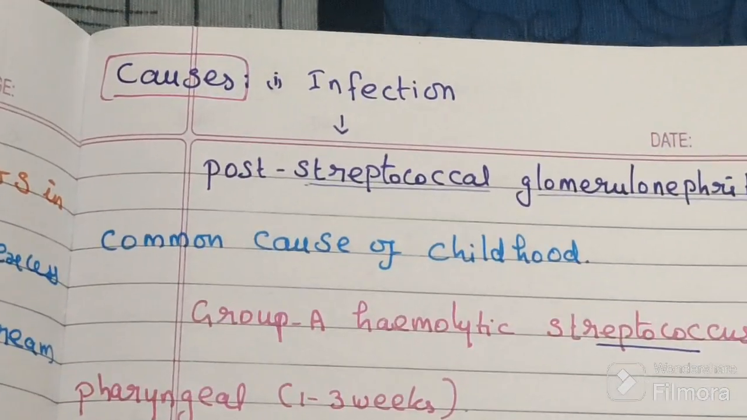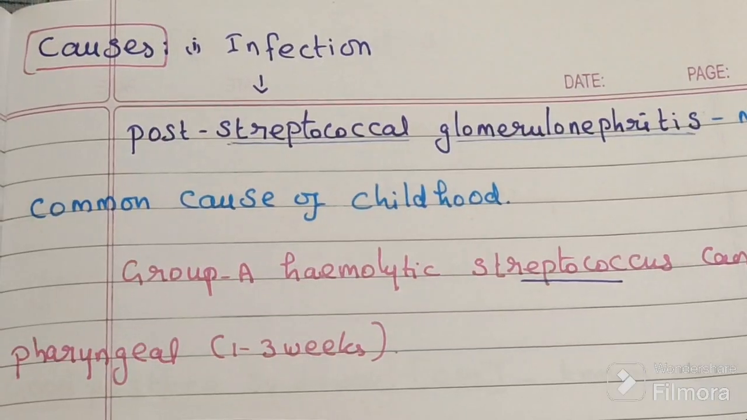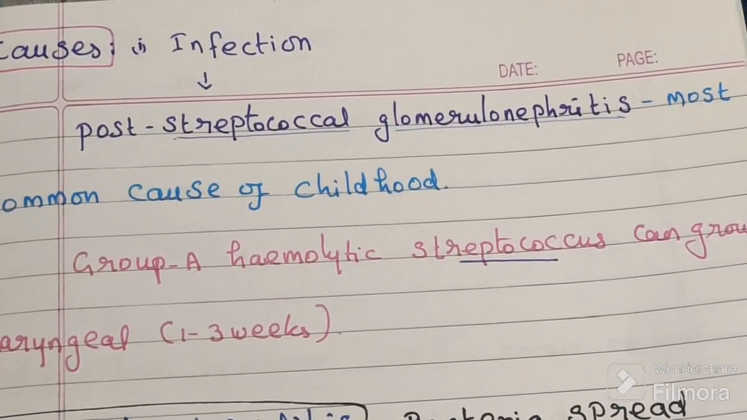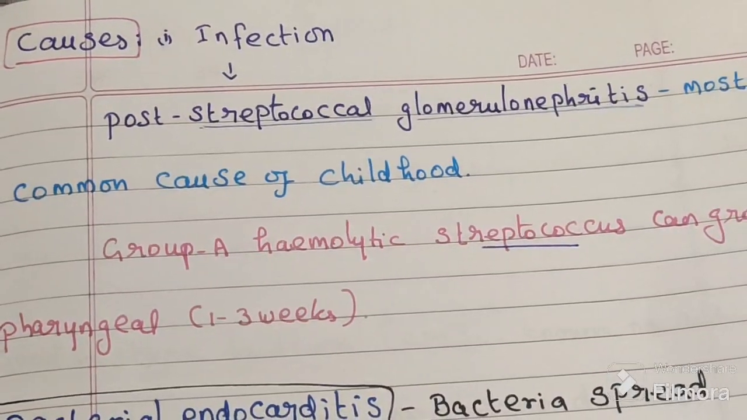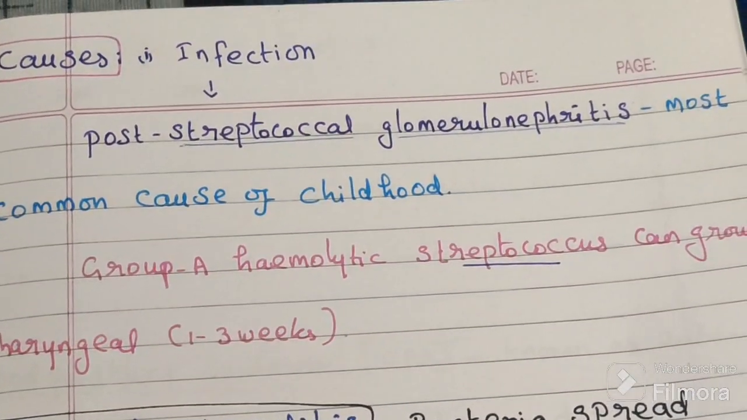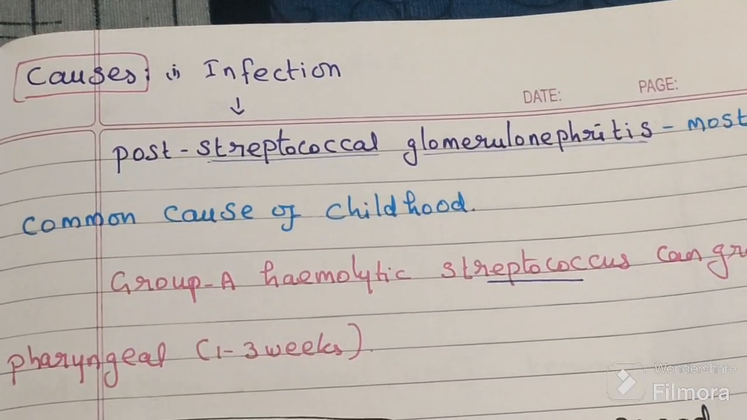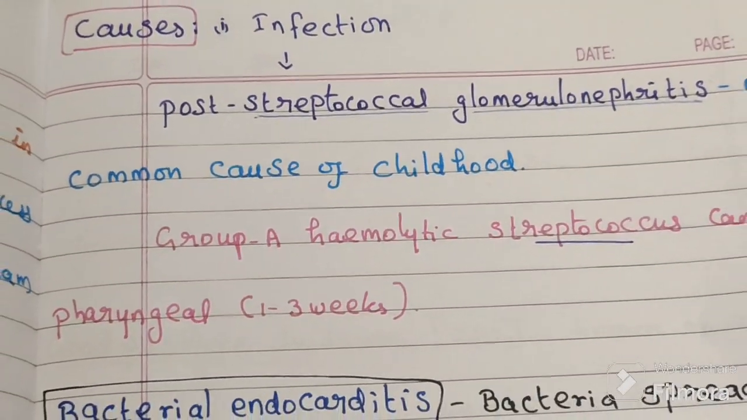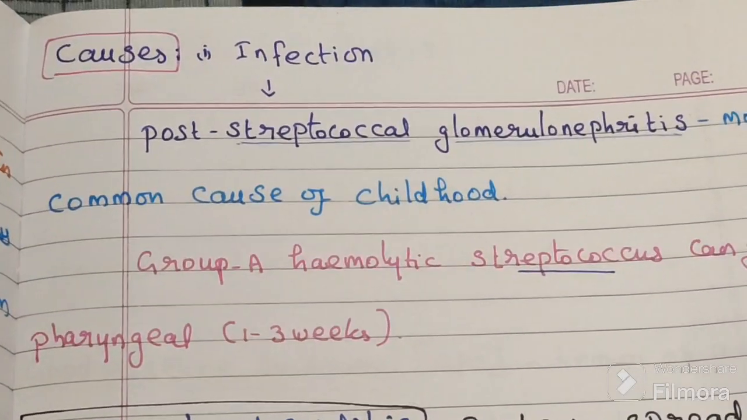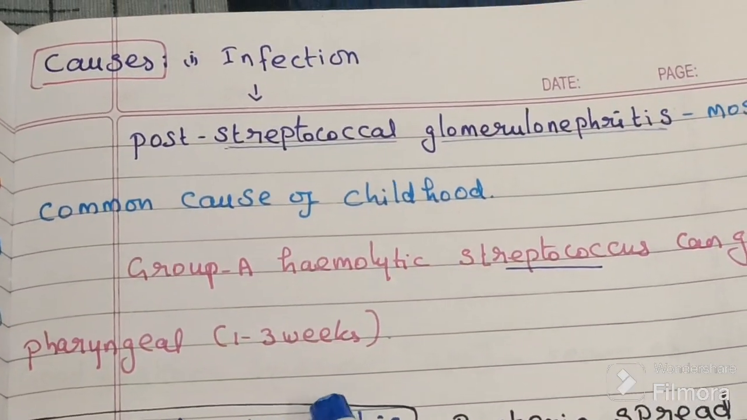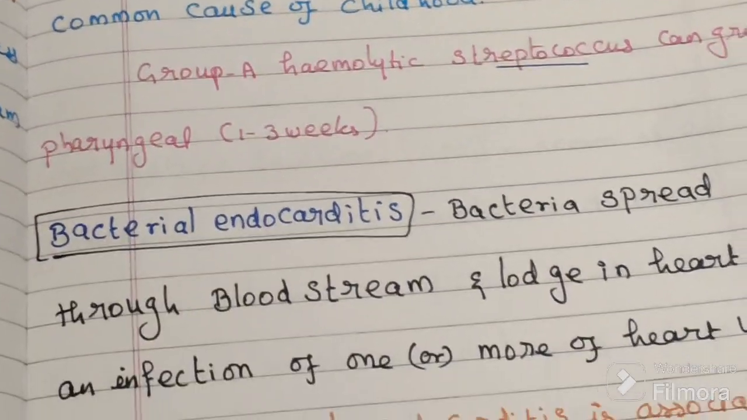Next, causes of glomerulonephritis. First one, infection. Mainly group A hemolytic streptococcus can grow in the pharyngeal region for 1 to 3 weeks. After that, it will cause streptococcal glomerulonephritis, mostly in children.